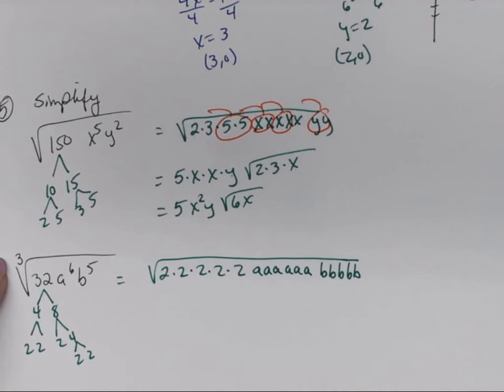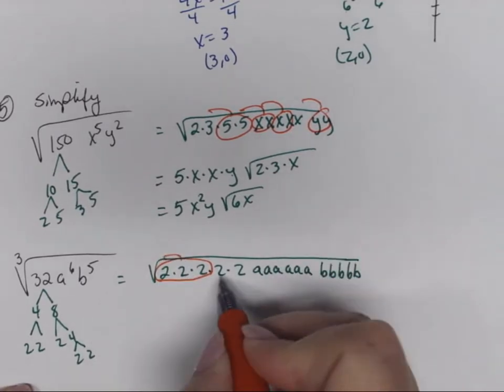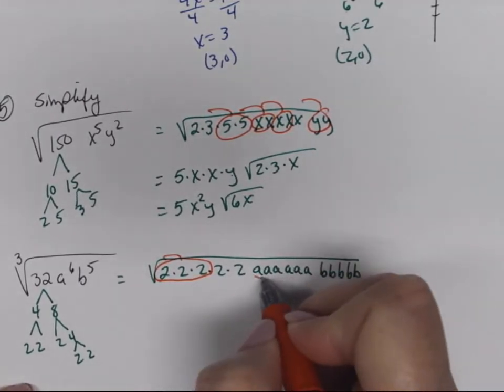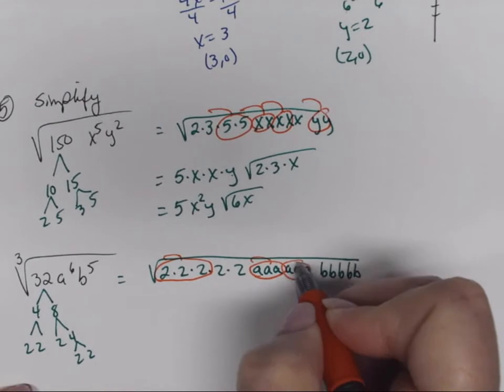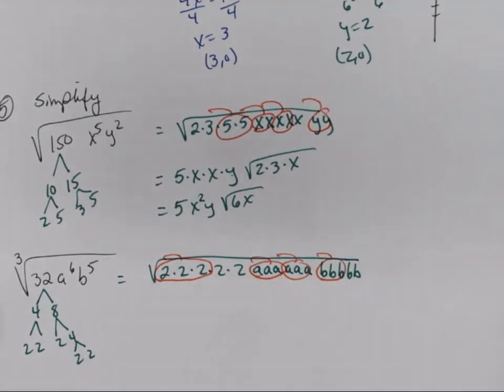Now, this time I'm looking for groups of 3. So I have to have 3 of a kind. I have 3 2's, but now I have 2 left over, so those will stay. I have a group of 3 A's, a group of 3 A's, a group of 3 B's, and now I have 2.